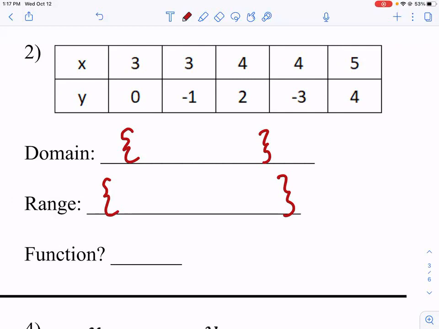Preston, what do you have for your domain? 3, 4, 5. Notice how he just wrote 3 once. He wrote 4 once. Okay. We don't need to repeat. Okay. Nirvan, what's the range? Okay. So what I'm going to do, Nirvan, I'm going to go ahead and put those in order. So I'm going to start with -3, then -1, then 0, then 2, then 4. Are you okay with that?